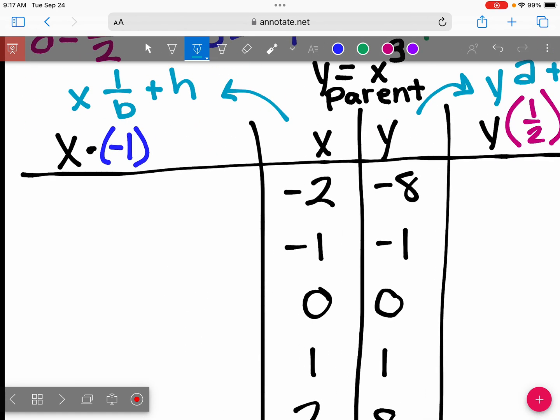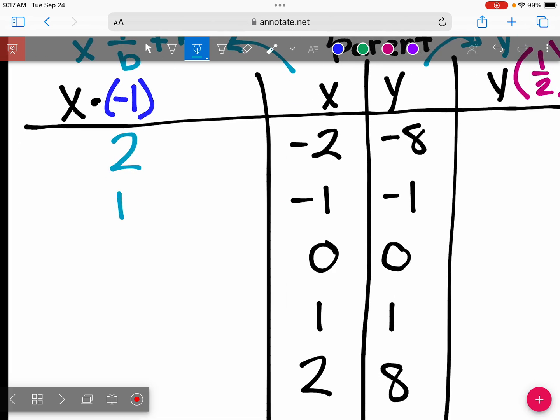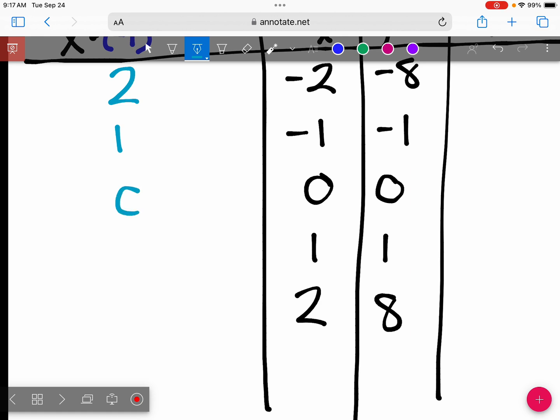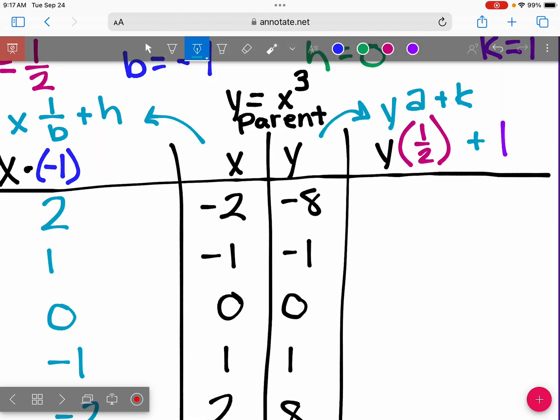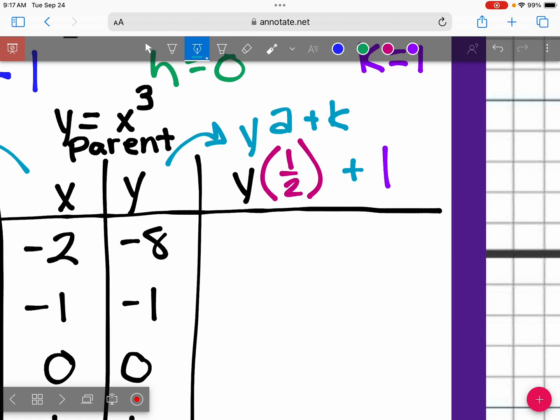So we're going to take our x's times -1. So that's going to give me a +2, a +1, 0, -1, and -2. This gives us a reflection across the y-axis. It rotates it this way. That negative sign on our b gives us a horizontal reflection.